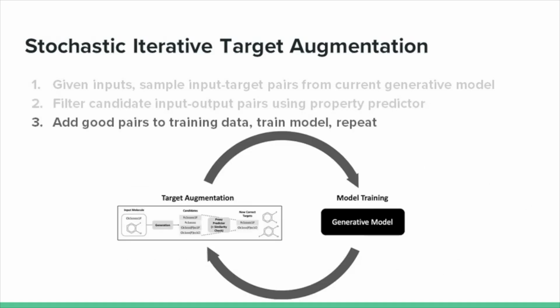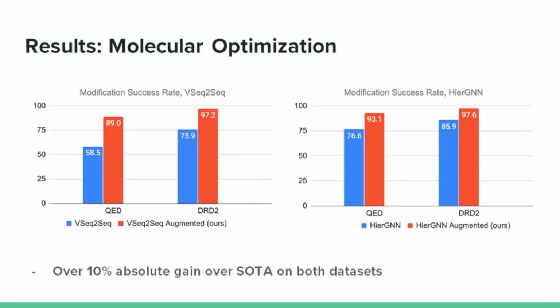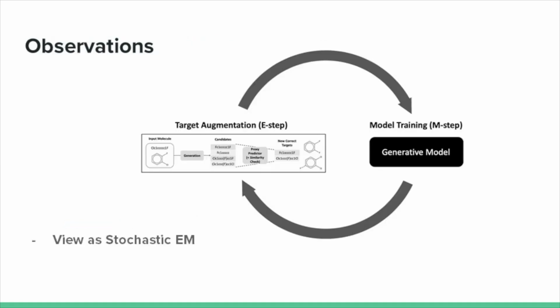Finally, we take this target augmentation procedure we just described and loop it with our generative model training. So we augment the data, train the model for an epoch on the augmented dataset, then regenerate a new augmented dataset with the improved generator, train the generator again for another epoch, and so on. So putting it all together, our method substantially improves over the state-of-the-art in molecular optimization by over 10% on 2 tasks, just reproducing here this results slide that I showed earlier.